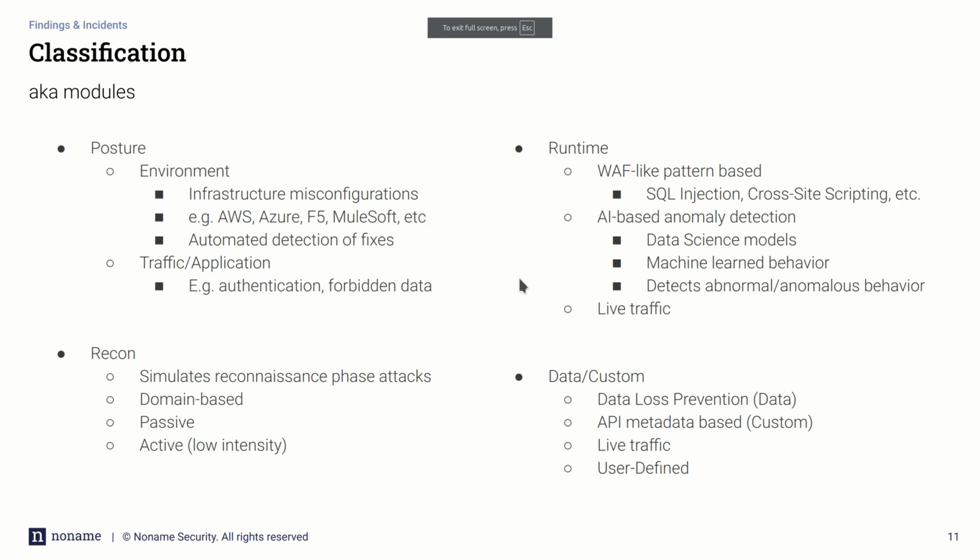All right, so that's posture. Let's go to the last one, runtime. So we have two types of runtime incidents. The WAF-like, pattern-based, SQL injections, cross-site scripting, command injection, and so on. And then you have the AI-based anomaly detection. Okay, AI-based anomaly detection. So let's start with a WAF-like pattern-based.